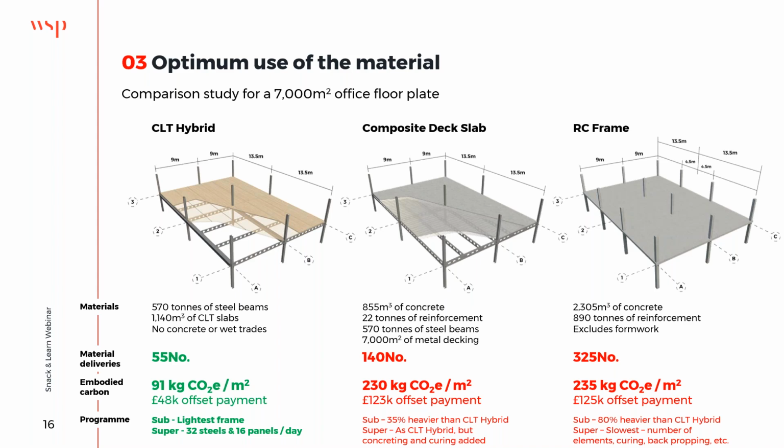However, there are other benefits, such as less material deliveries for the CLT hybrid, which are particularly important in congested city centre sites. The embodied carbon, taking into account the sequestration, is circa 2.5 times less for the CLT hybrid solution. And especially in terms of programme, the CLT hybrid is the lightest solution, so therefore the substructure will be the smallest of the three.